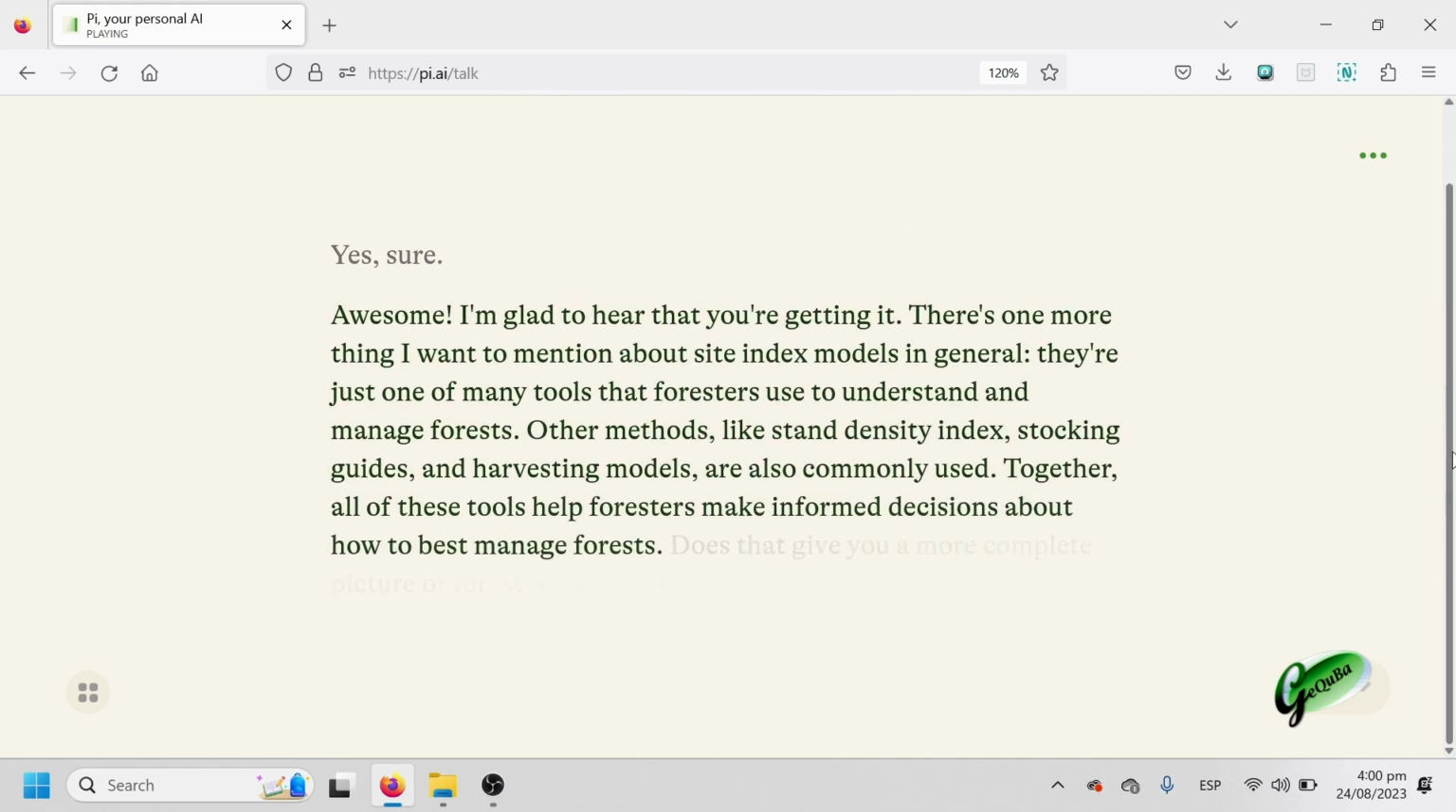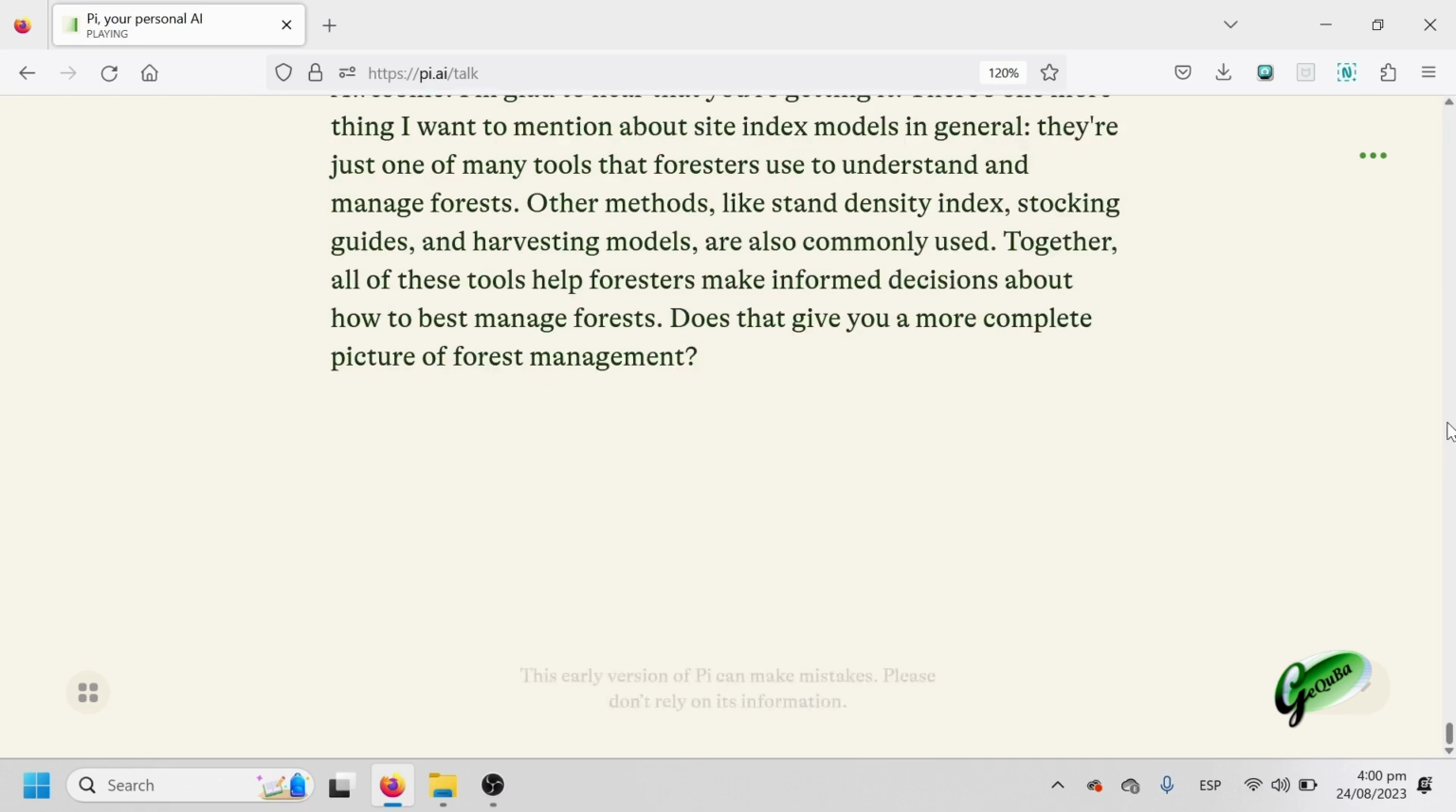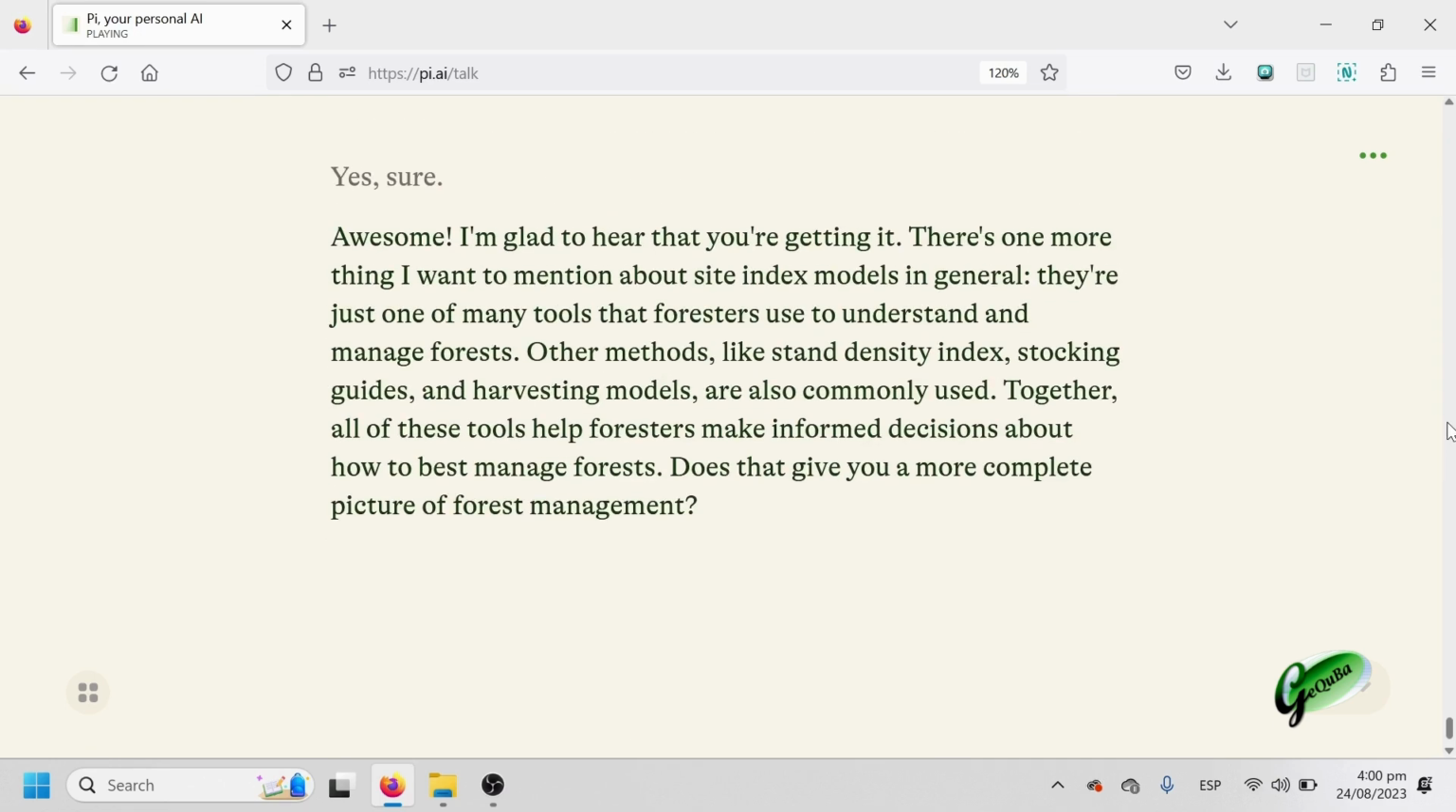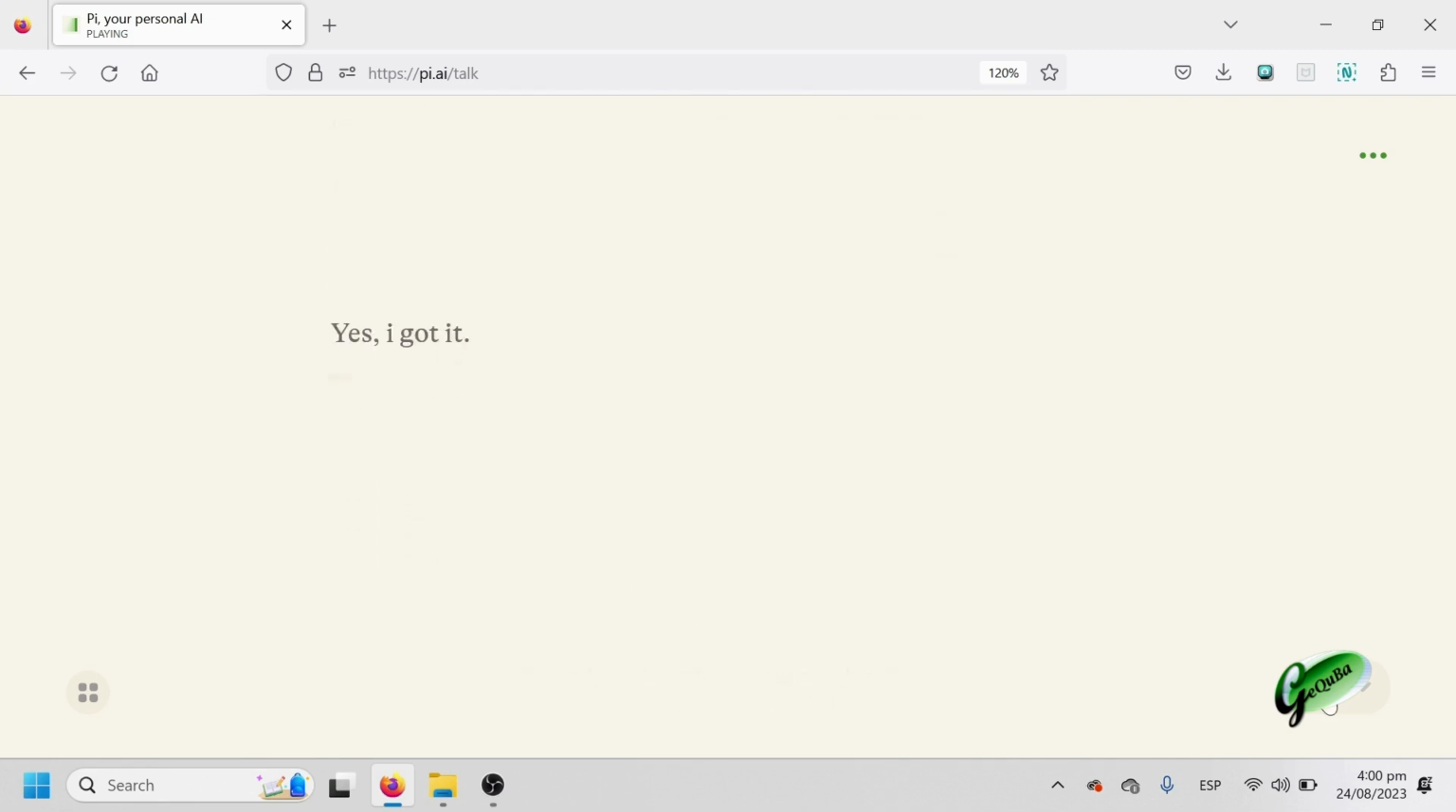Awesome! I'm glad to hear that you're getting it. There's one more thing I want to mention about site index models in general. They're just one of many tools that foresters use to understand and manage forests. Other methods like stand density index, stocking guides, and harvesting models are also commonly used. Together, all of these tools help foresters make informed decisions about how to best manage forests. Does that give you a more complete picture of forest management?